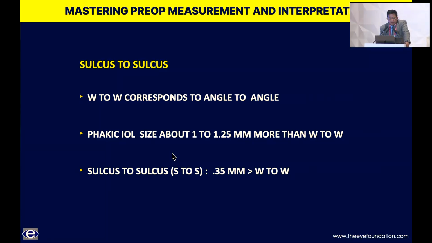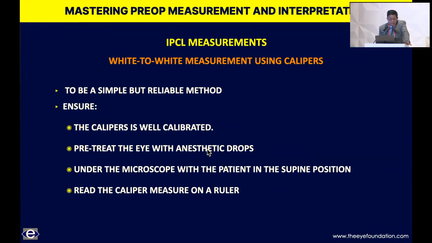And as I already mentioned, phakic IOL size is about 1 to 1.25 millimeters more than white to white. If you are going by the sulcus to sulcus measurement, it's about 0.35 millimeters. This is as far as eyes of standard configuration are concerned. You get surprises in sizing only because not all eyes are the same, and several other factors like the lens rise also play an important role. Using the calipers, I think all of us can afford this. The calipers has to be well calibrated, and I already mentioned it has to be done under the microscope.